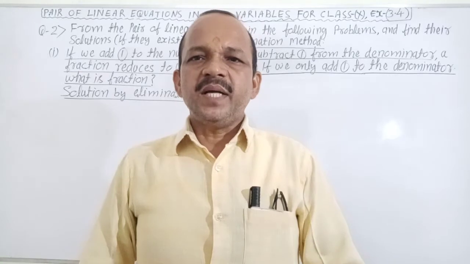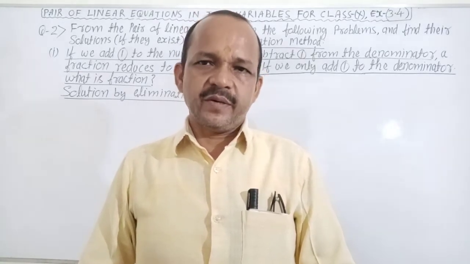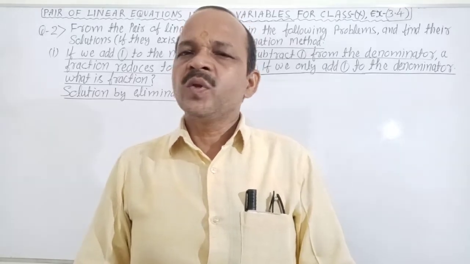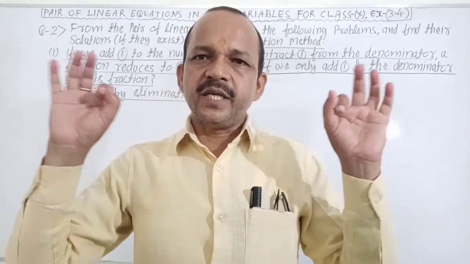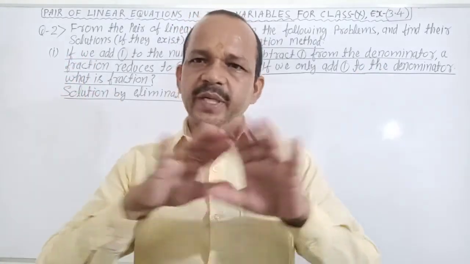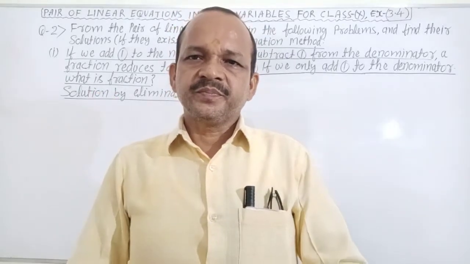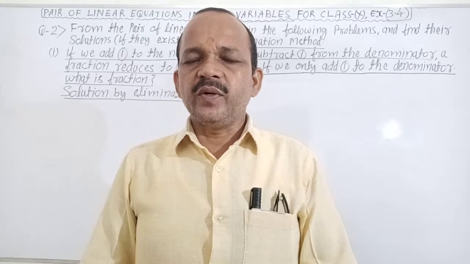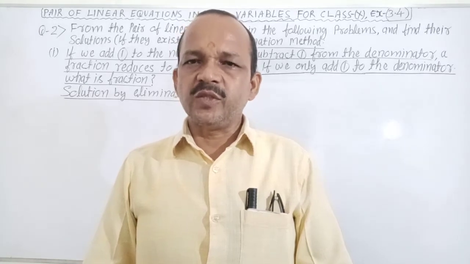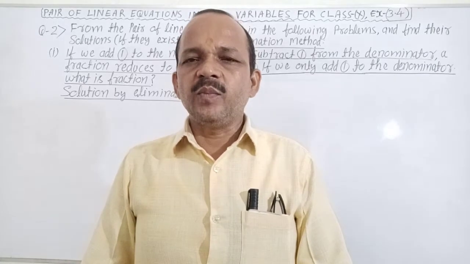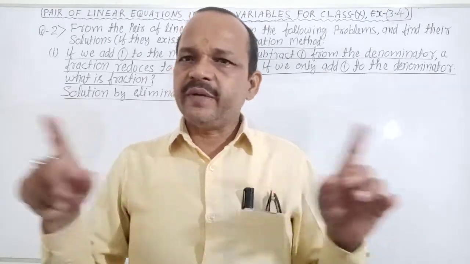Very good. Firstly, I want to describe the form of a pair of linear equations in two variables, because you can ask me what is the form of a pair of linear equations in two variables. It is new for you, so you can ask very easily. It is a1x plus b1y plus c1 equal to 0 and a2x plus b2y plus c2 equal to 0. It is the form of a pair of linear equations in two variables. It is clear, no confusion about it.